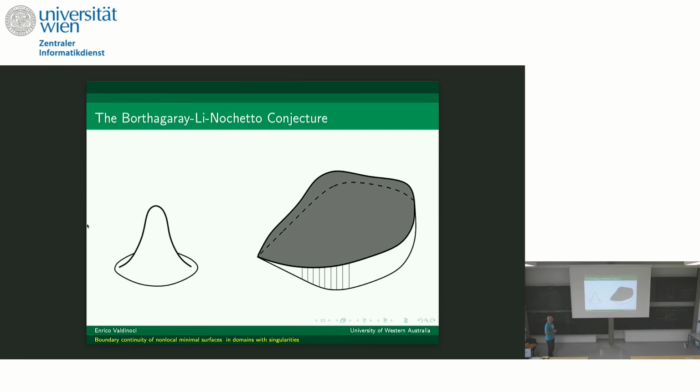And so the Bortagalli-Nocetto conjecture holds true in particular for convex corners of two-dimensional domains. Here I was trying to show the situation. You have a bump, so your non-local minimal graph will tend to go up. My domain is this, and the gray part is the non-local minimal graph. At smooth points of the boundary, you have stickiness, in general at least, but at this point here, in which you have an outward singularity, you are continuous.